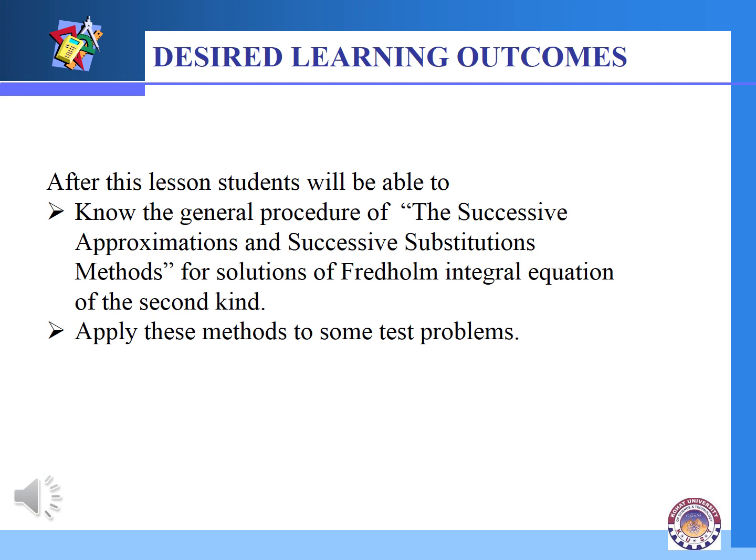Desired learning outcomes of the current lecture. After this lesson, students will be able to know the general procedure of the successive approximation and successive substitution methods for the solution of predominant integral equation of second kind. Also, students will be able to apply these methods to some test problems.